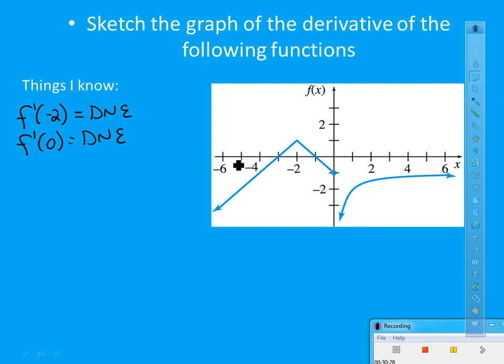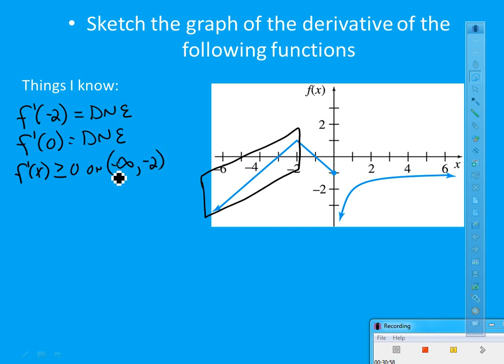So that's what I got so far. Let me pick on this piece right here. I only want you to pick on that. It's a line. That's easy. Some things that I know about that. I know that f prime of x is greater than or equal to 0, above the x-axis, on -infinity to -2.